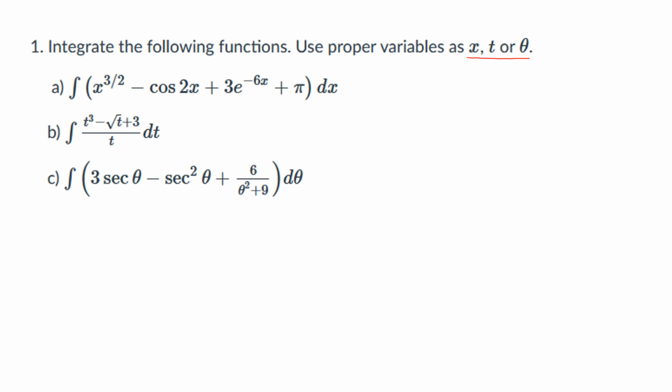So it says integrate the following functions. So it's just a regular integration problem, what we normally call the indefinite integrals or antiderivative. So let's pretty much try to find the antiderivatives. So question number 1, part A. We have x to the 3 halves minus cosine 2x plus 3e to the negative 6x plus pi. Pi is just a constant. So this is the problem.